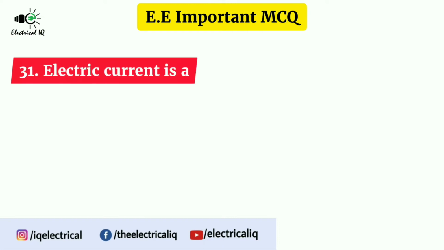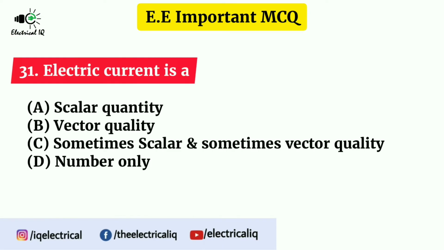Next, electric current is A scalar quantity, B vector quantity, C sometimes scalar and sometimes vector, D numbers only. So answer should be scalar quantity.